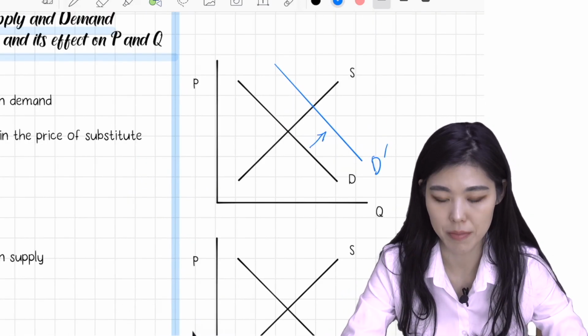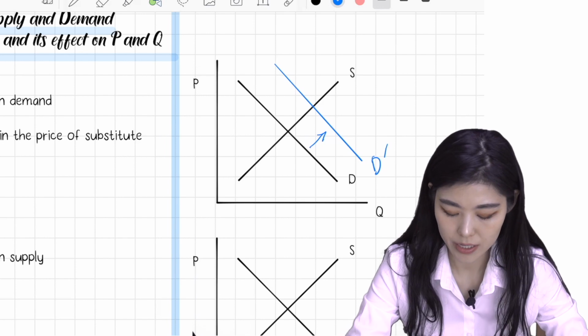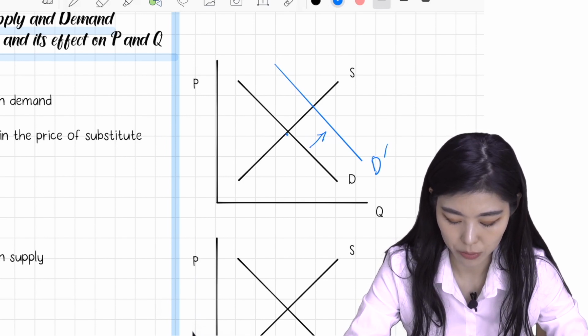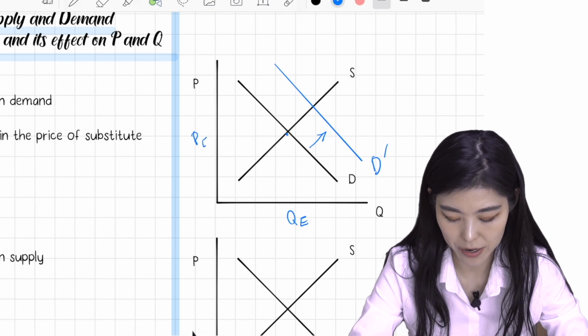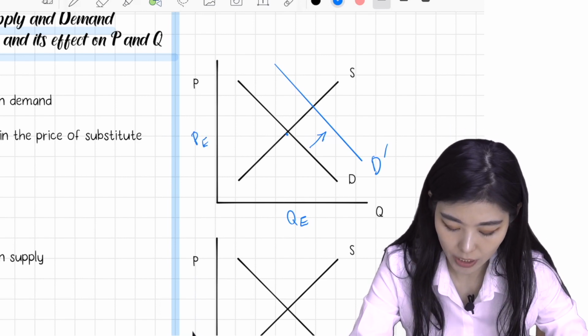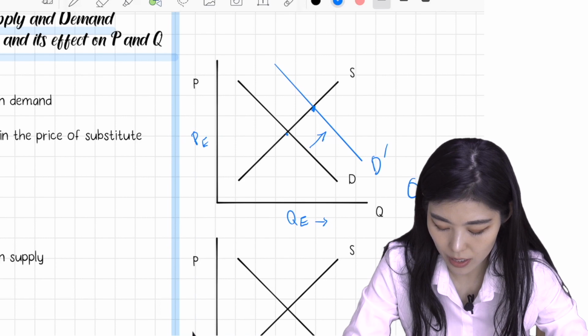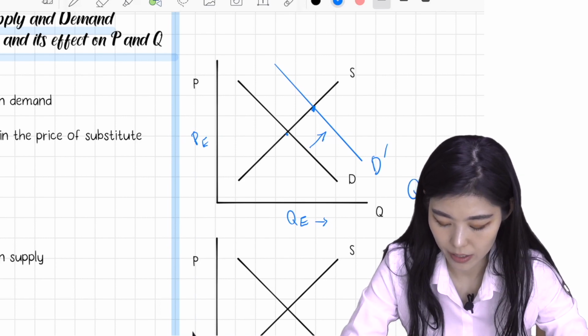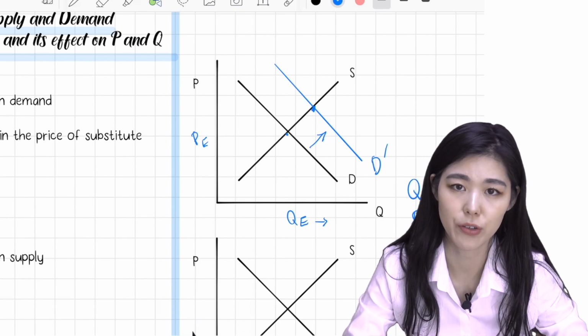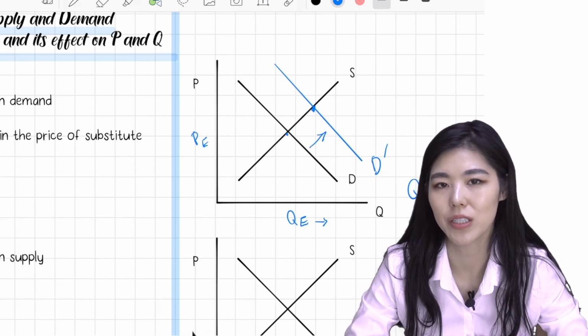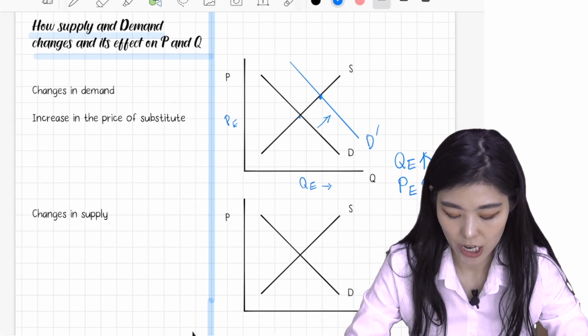So shifting the demand curve to the right, it means that before, the equilibrium price was here and the equilibrium quantity was here. However, it has changed. Equilibrium quantity has increased and equilibrium price has also increased when there is a shift to the right in the demand curve. That's all you need to figure out. It's easy. Changes in supply.